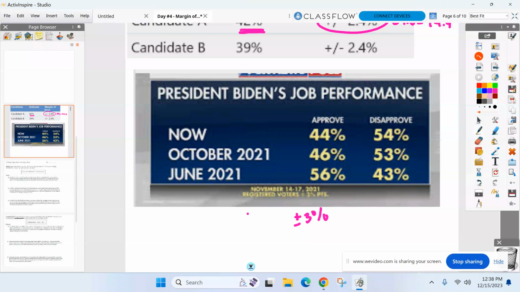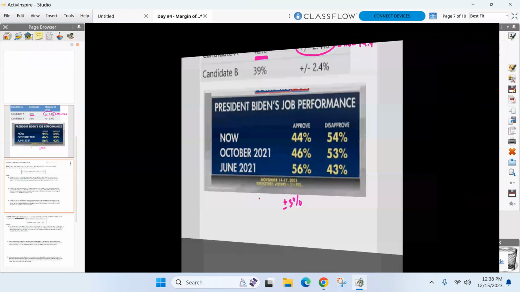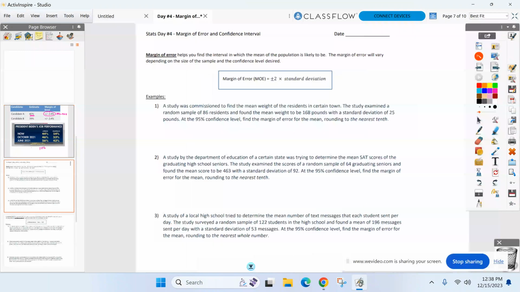So go to your notes. Like I said, it should be a quick day, but I want you to understand what we're finding. This margin of error is how much the actual mean is off by. That's what I'm going to show you how to find right now. It's a formula I need you to remember. It's not that big of a deal: plus or minus 2 times whatever the standard deviation is. That's how I find the margin of error.